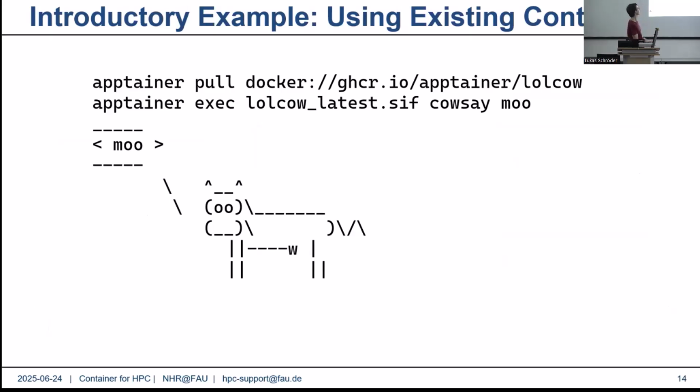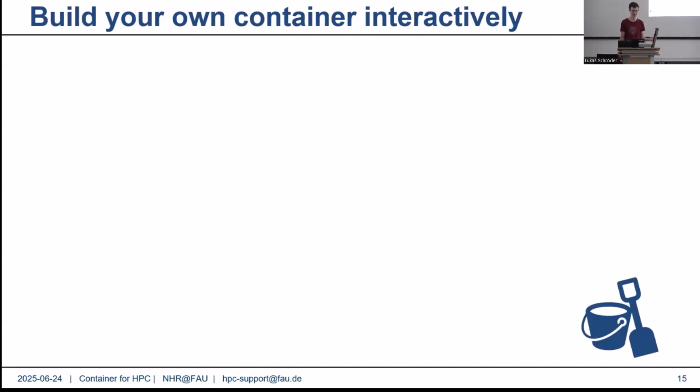So now a very simple introduction, the easiest way to start. Just apptainer pull docker, then it downloads this file from this website, and then you can execute the command cowsay moo, and then it works. So this is the smallest example there is.